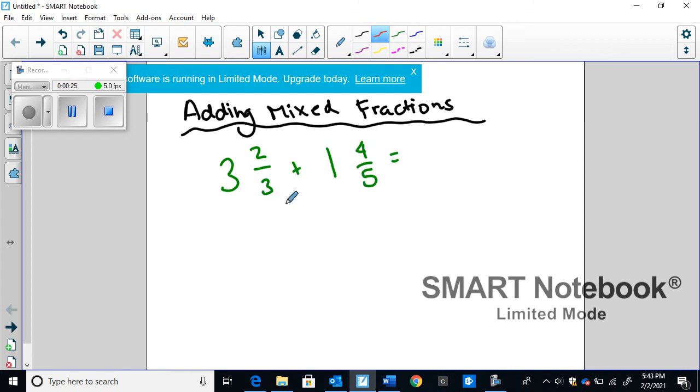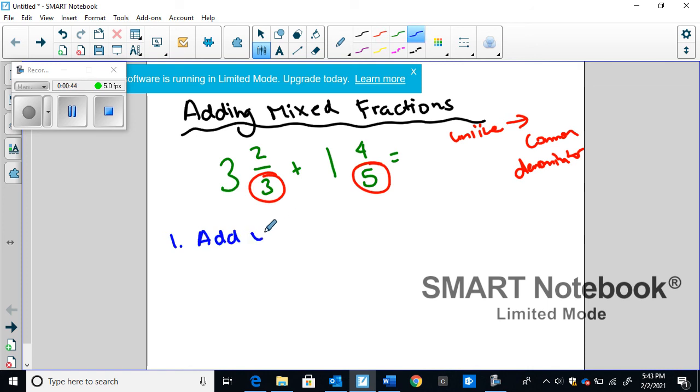Okay, so notice right away our denominators are not the same, they're unlike. Okay, which means that we need to get a common denominator. So that's going to tell us one thing right away that we need to do. However, there's two ways we could actually solve this equation. One is we could add up the whole numbers on their own, and then we could add up the fractions.